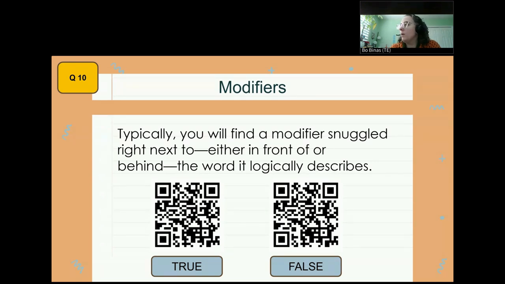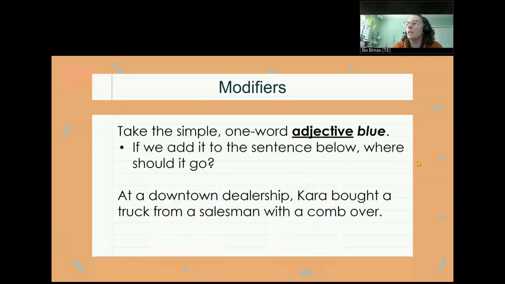We're going to take a look at what that will look like. So let's take a look at this sentence, and we're going to take a very simple one-word adjective, blue, and we're going to add it to the sentence below. So where do you think the word blue should go in this sentence? At a downtown dealership, Kara bought a truck from a salesman with a comb over. What do we think? Where should we put that one word adjective modifier? Before truck? Okay, let's do that. Blue. At a downtown dealership, Kara bought a blue truck from a salesman with a comb over.